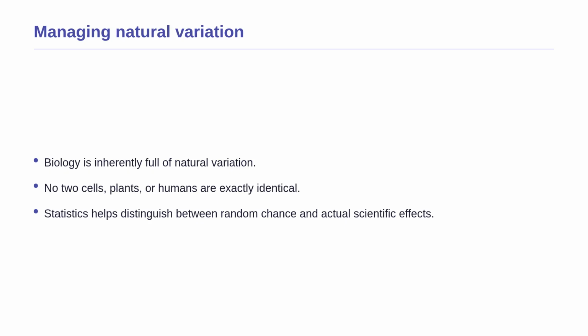Building on that detective analogy, let us look at why biology specifically needs these mathematical tools. Biology is inherently full of natural variation. No two cells, plants, or humans are exactly identical. Biostatistics is the specific branch of statistics that quantifies this natural variation. By doing so, we can clearly distinguish between random chance and actual scientific effects.